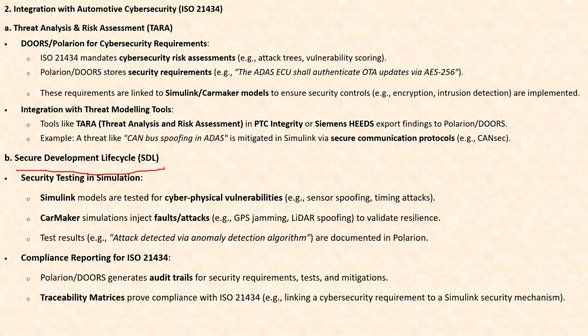How do these two tools get integrated in the secure development lifecycle? First, Simulink models are tested for cyber-physical vulnerabilities. This is more like deliberately injecting faults.